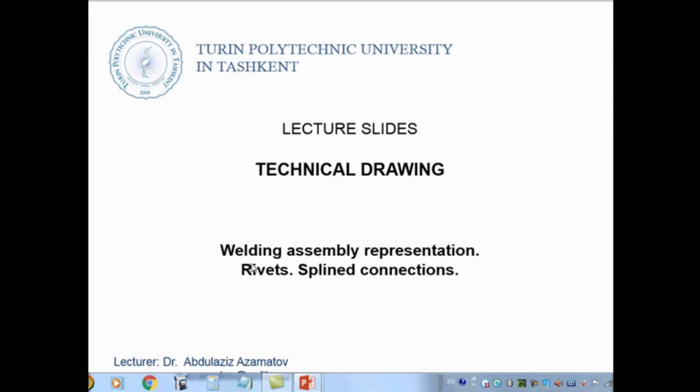We are talking about welding assembly representation and rivets, spline connections. How to represent them in the drawings, how to correctly understand and define them, and what kind of size, what technology, and what way of making welded assemblies. Today is the last lesson on this subject.